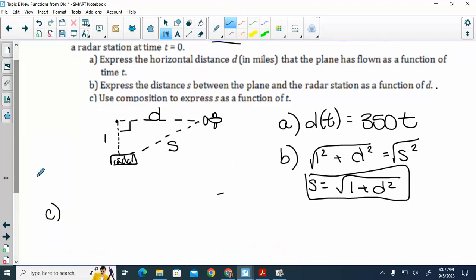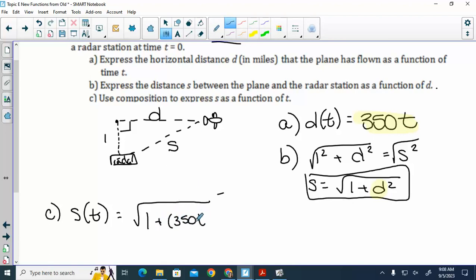C, use composition to express s as a function of t. So this means I want an equation for s, but I need t to be the variable. So what am I going to do? Yeah, I need to replace my d with 350t. Now make sure that square applies to both of those. Like this. Now if you wanted to, you could square the 350, but it's not going to simplify anything else. So we can just leave it like that.